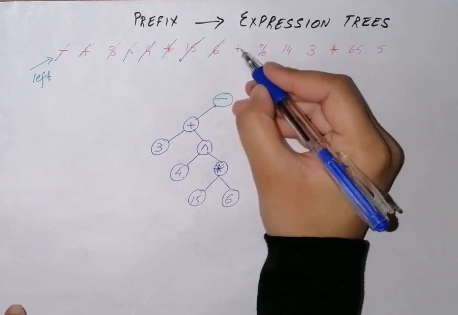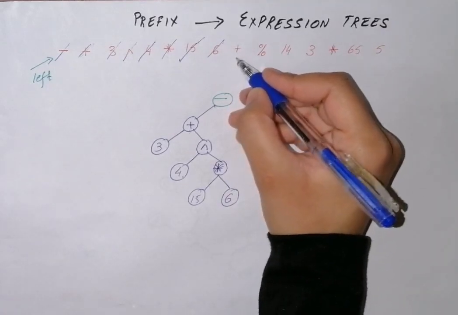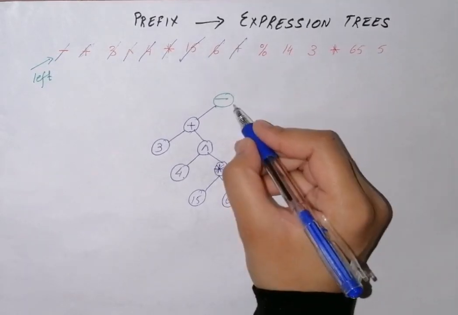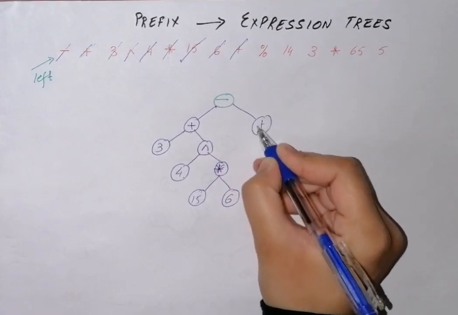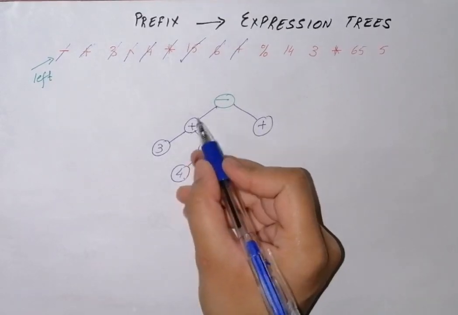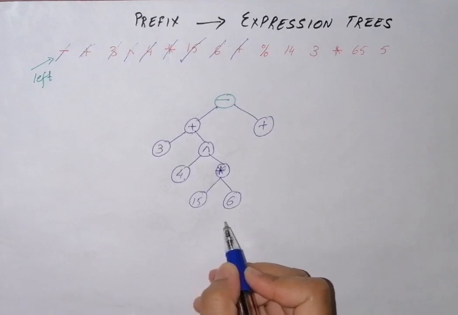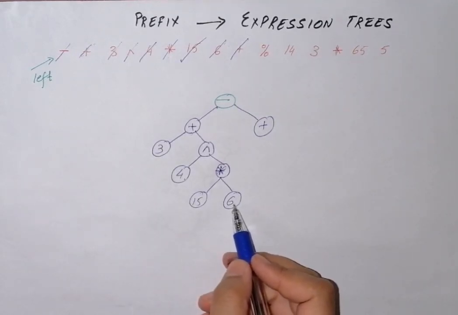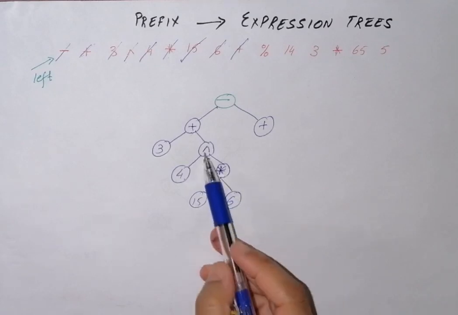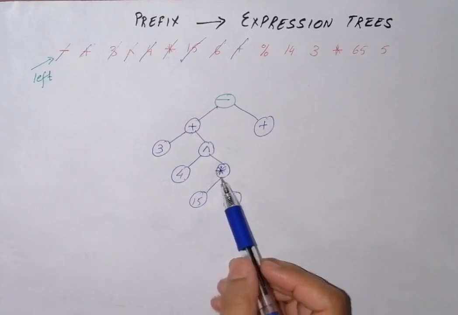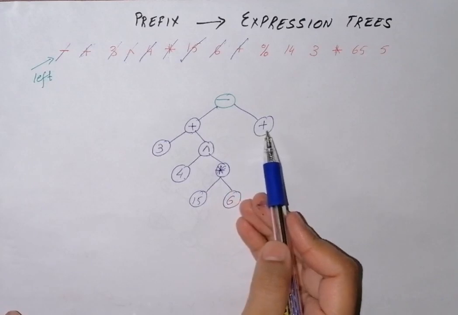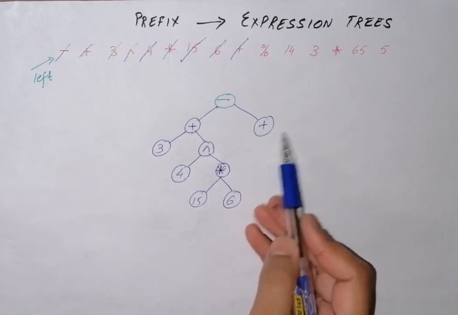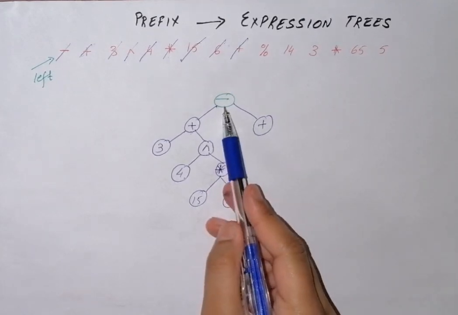Okay, so the next character that we encounter in this expression is plus. So I'll insert plus over here. I can't go at this side because this side is already complete. I have found all the operands that are sufficient in order to perform these 3 operations. So now all my focus will be on building the right subtree of this particular minus node.